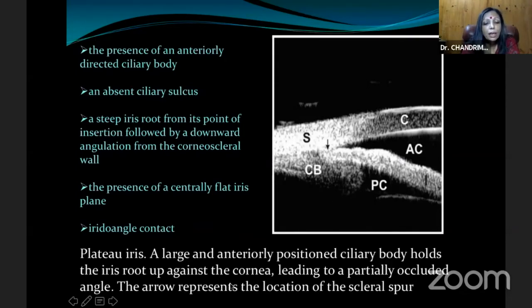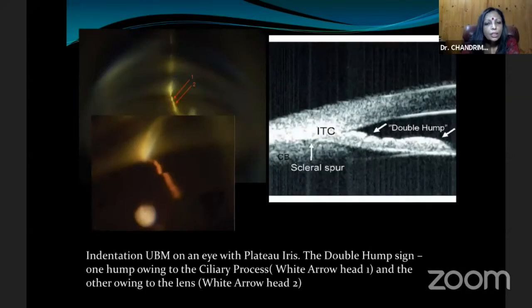And plateau iris: a large and anteriorly positioned ciliary body holds the iris root up against the cornea, leading to a partially occluded angle. The arrow represents the location of the scleral spot that I told you before. And just to have a look, this is the gonioscopic picture. That's the double hump sign that we see, and that's called the sine wave sign.